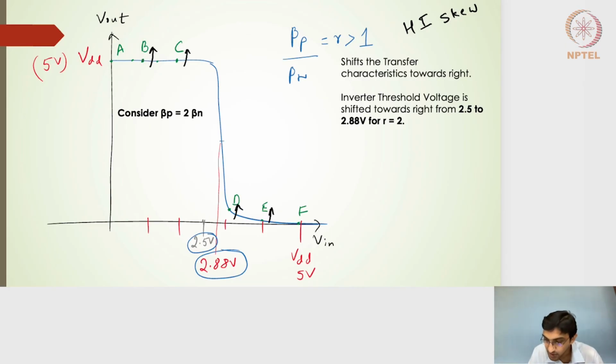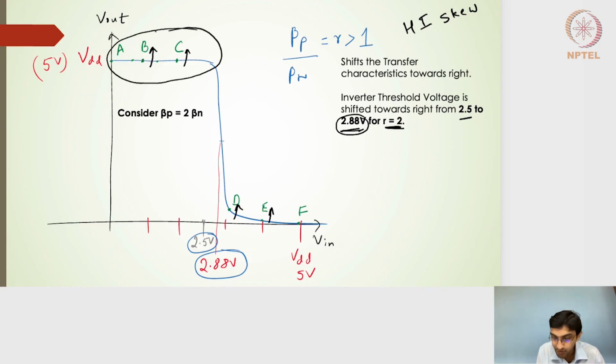And the inverter threshold voltage, based on some calculation which we will see later, moves from 2.5 volts to 2.88 volts. So don't worry about this value; you should be able to calculate it. In the future slides, we will derive that expression. But for the time being, let's assume that this value, 2.88 volts, is correct for the skewing ratio of 2. So the transfer characteristic around 2.5 volts has been shifted to 2.88 volts, right?